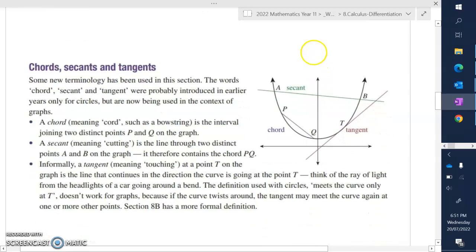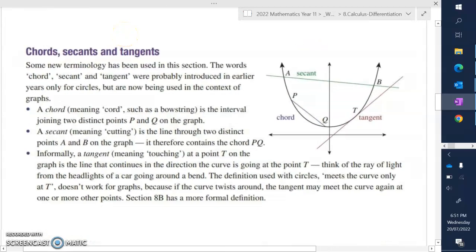Okay, so let's have a look at some of the new words that we need to look at. Chords, secants, and tangents. The main one we're going to be looking at is tangents, but we'll talk about both of those. You may have seen some of these before, possibly. I'm not sure actually if you have seen these before. We'll use chords, secants, and tangents when we look at circles as well, but particularly tangents with this one. So a chord is an interval joining two distinct points on a graph.